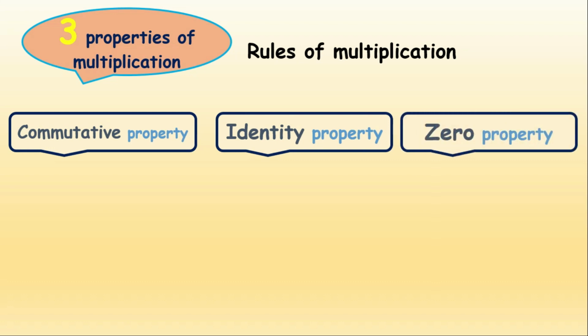Okay, let's show the first one: the commutative property, using the example 3 times 2. 3 times 2 equals 2 times 3, and the same equals 6. Got it? That means you can multiply any two factors or any two numbers in any order.